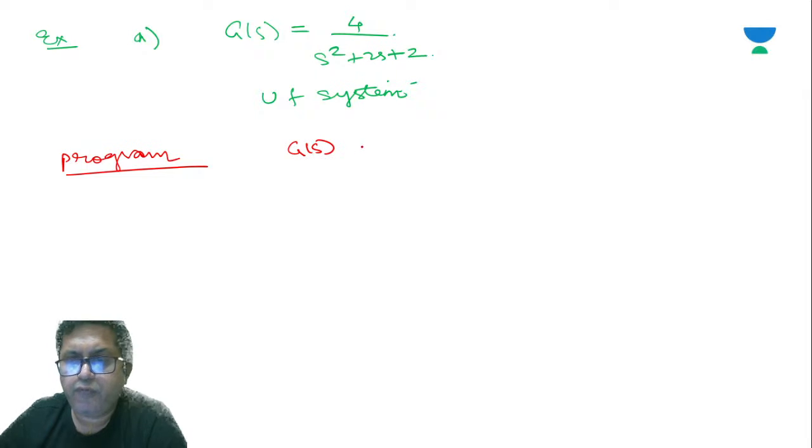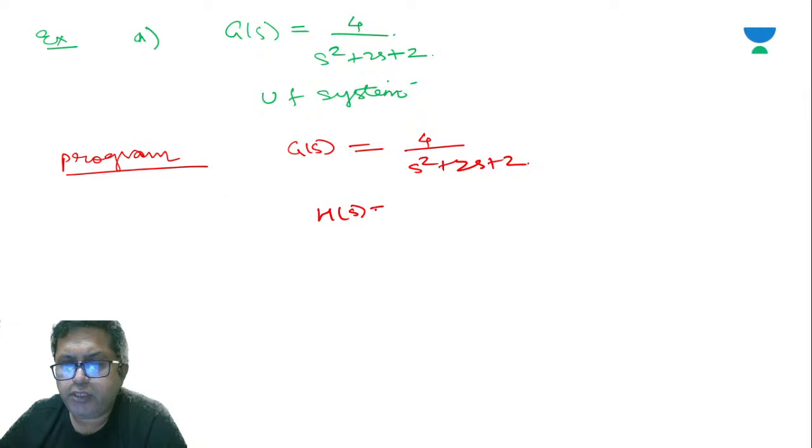G(s) is 4 upon s square plus 2s plus 2, with feedback H(s) equal to 1. So H is 1 by 1. N1 is equal to 4. D1 is equal to 1 2 2.